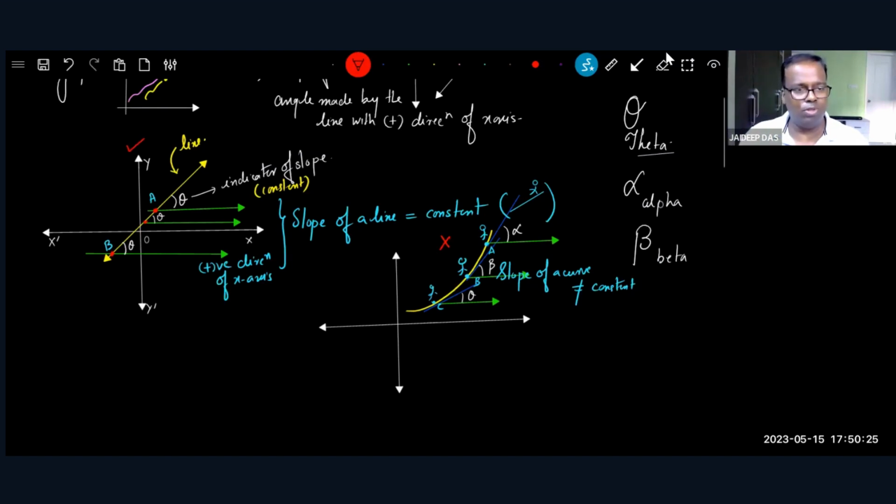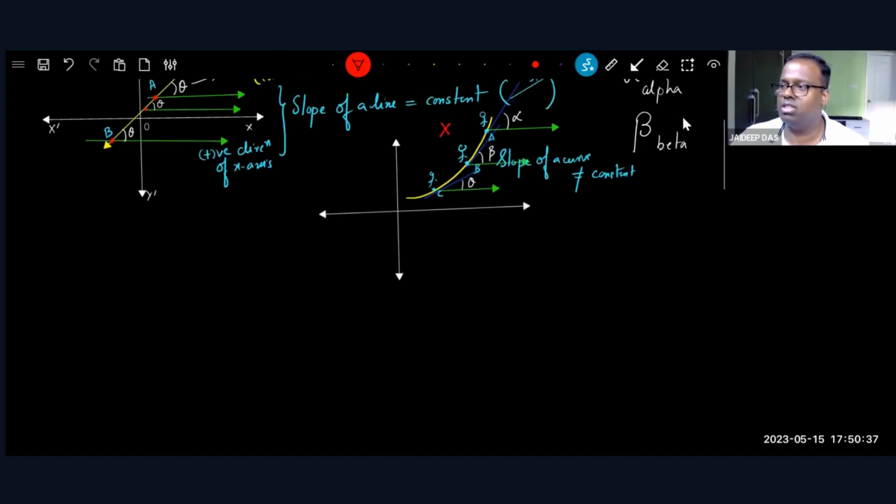समझ में आया slope of a line क्या है? Slope of a line, yet I have not defined to you what is slope. I just gave you the indicator of slope of a line is given by the angle made by the line with the positive direction of x-axis. We now will keep our discussion only restricted to angles.